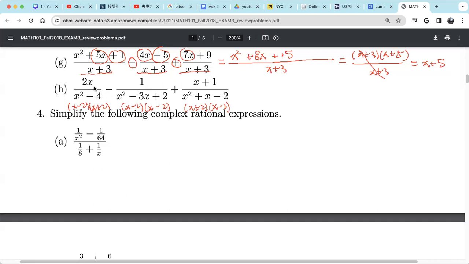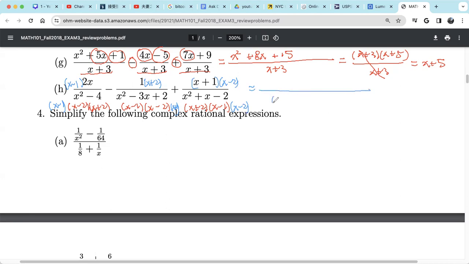So the first one, I'm missing x minus 1. So I'm going to multiply x minus 1 in the numerator and x minus 1 in the denominator. The second one, I'm missing x plus 2. So I'm going to multiply x plus 2 in the denominator and x plus 2 in the numerator. The third one, I'm missing x minus 2. So I'm going to multiply x minus 2 in the numerator and in the denominator. Now I have a common denominator.